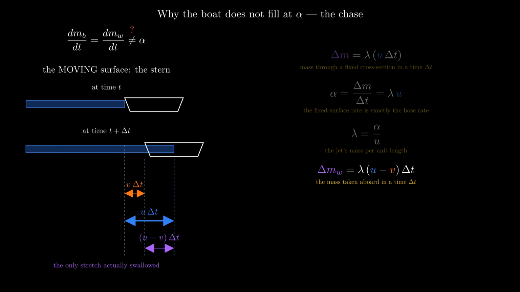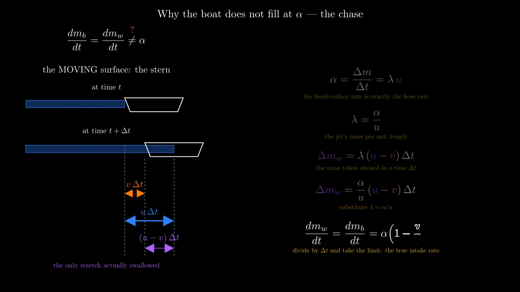So the mass taken aboard is delta m sub w equals lambda times u minus v times delta t, and with lambda equal to alpha over u, that is alpha over u times u minus v times delta t. Divide by delta t and take the limit. dm sub w dt equals alpha times 1 minus v over u.